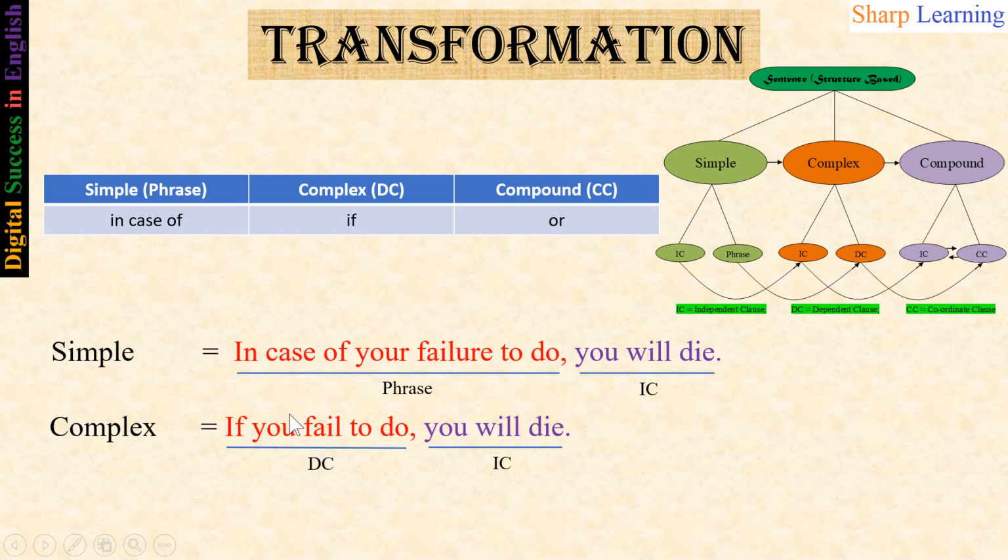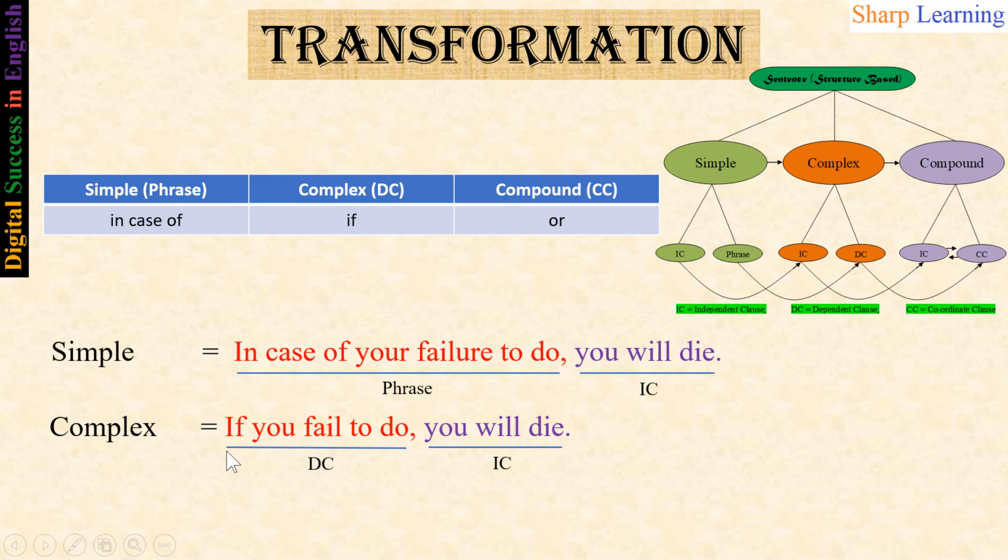Then from your we have taken you as subject, nominative case, your is possessive case, not subject. Then failure was the noun form in the phrase, but we have used here a verb form, that means fail. Fail is verb, failure is noun. To do, same thing, that means extension. So from phrase we have made a DC. How? At first we have used a conjunction if, then subject you, then verb fail, then extension to do. It has been a DC and the same IC like the previous one. DC plus IC, that means a complex sentence.